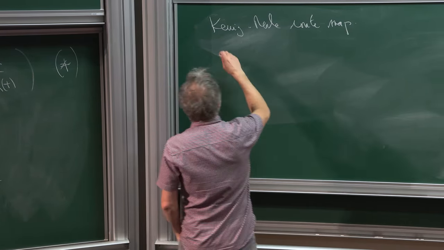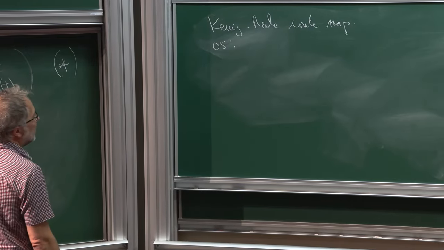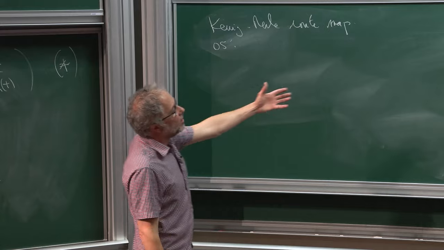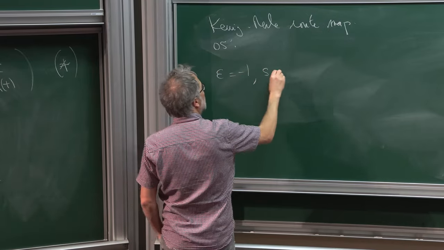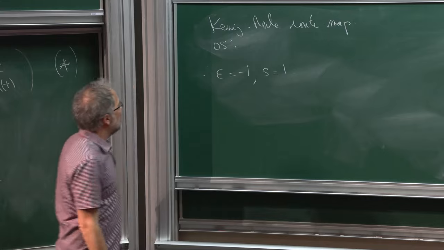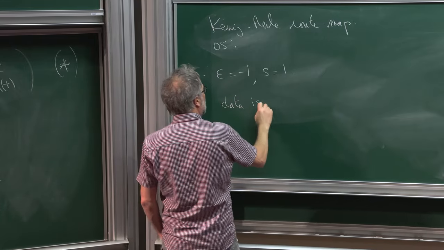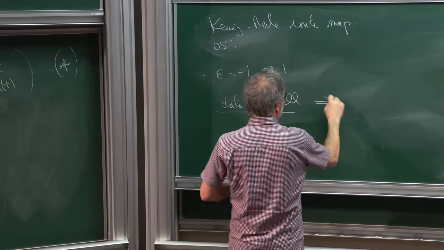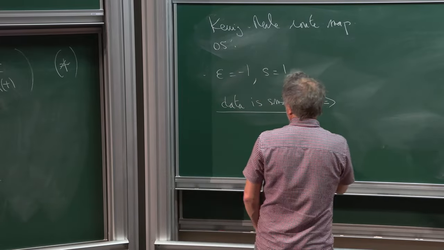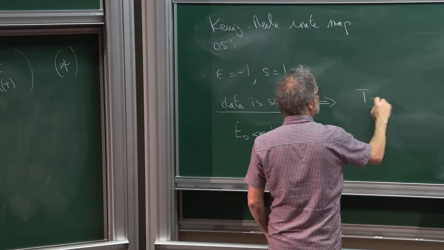So what we learned from the Kenig-Merle road map, so we are around 2005, what they tell you is that what you know on this problem, so I'm back with my defocusing problem and epsilon is equal to 1. So what you know is that if data is small, in the sense of the critical norm, or if you want, if the energy is small, then you have global existence and scattering.